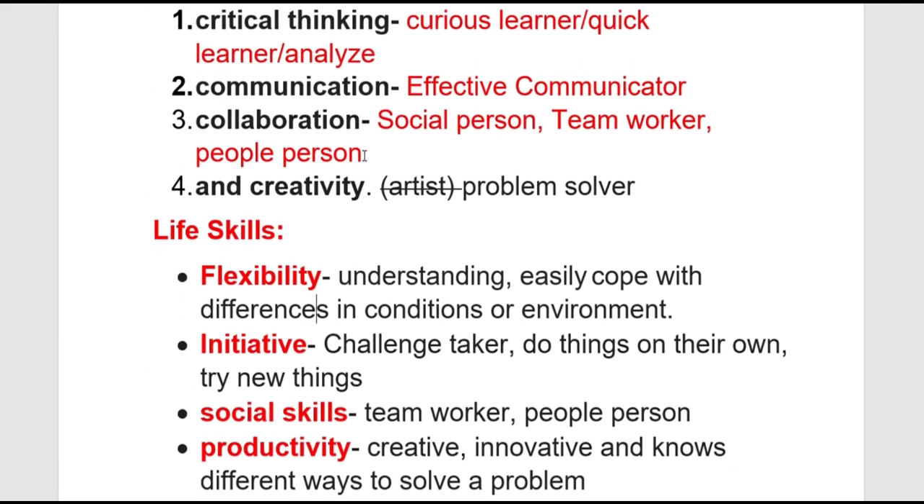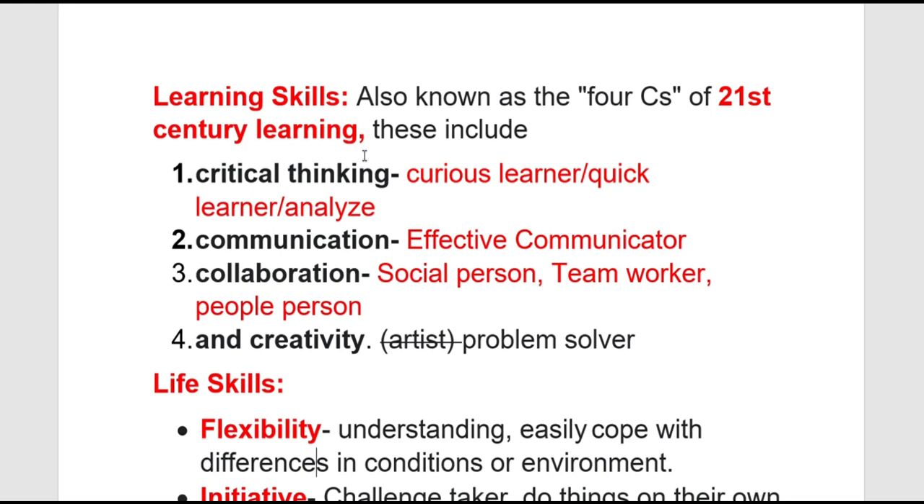Now, there are so many topics you can choose, and you can find out what kind of a person you are. Talking about the learning skills, we have critical thinking. From that you can get an idea of who a critical thinker is, by the way: a person who is curious to learn, a person who is quick in learning or analyzing anything. So you can choose if you would like to say I'm a curious learner, or I'm a quick learner, or I have great analytical skills.